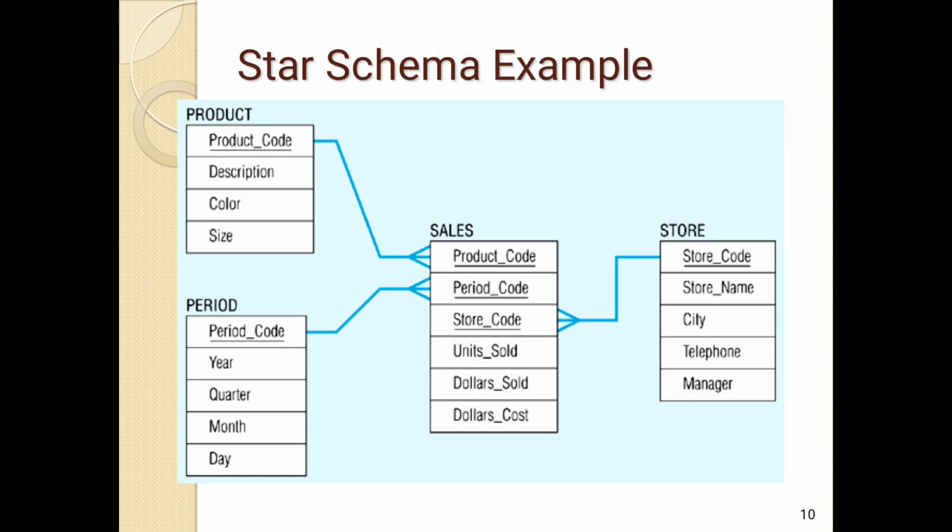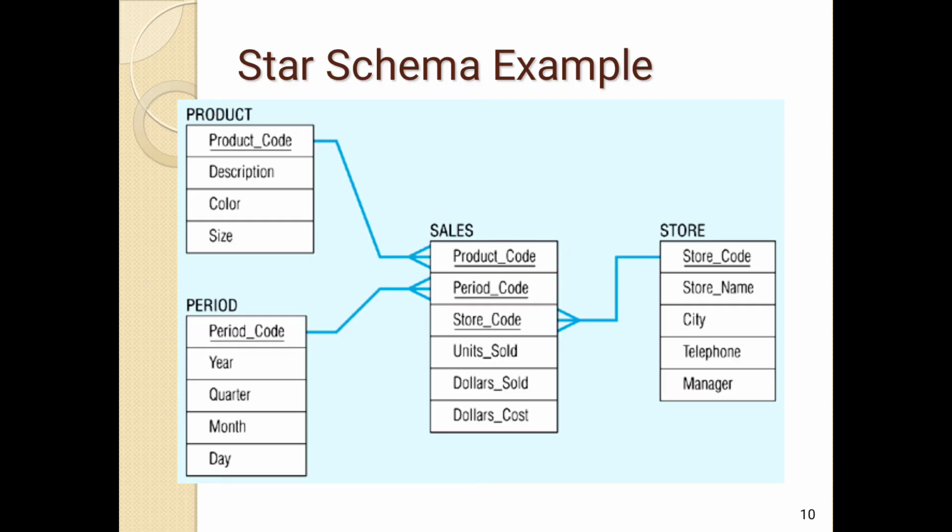Next, see the example. We are considering sales. Inside the sales, what are the dimensions we have? Product, period, and store. What are the primary keys? Product code, or you can consider it as product ID. Next, period code, that means time code. Next, store code, or you can consider it as store ID. So these three are the primary keys.